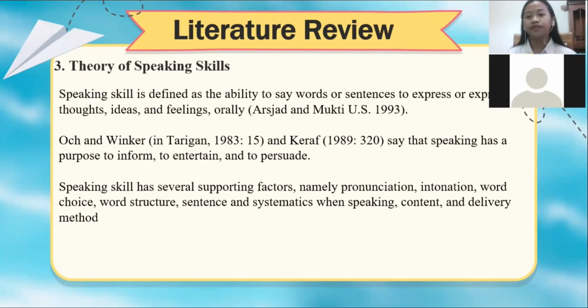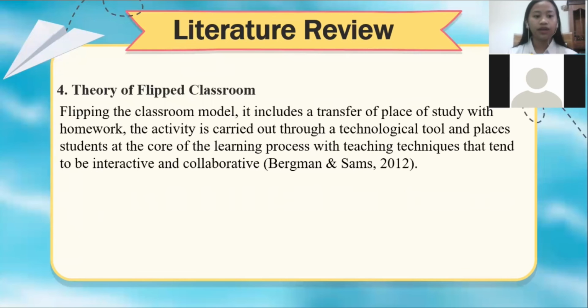And then Ochs and Winker and also Karab say that speaking has a purpose to inform, to entertain, and to persuade. And the speaking skill has several supporting factors: pronunciation, intonation, word choice, word structure, sentences, and being systematic when speaking, and then content and delivery method. So good speaking skill will make a professional benefit. Therefore, speaking is very important to be developed. This research will focus on the effect of the flipped classroom model on student speaking skill. And the next is about the theory of the flipped classroom.